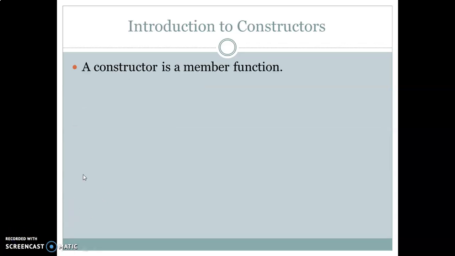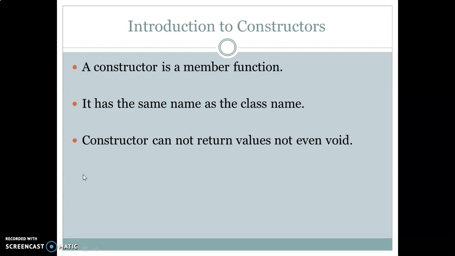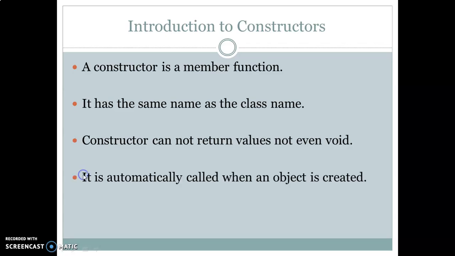A constructor is a member function. It has the same name as the class name. Constructors cannot return any values, not even void. It is automatically called when an object is created. So constructors are used to construct objects, to create objects.